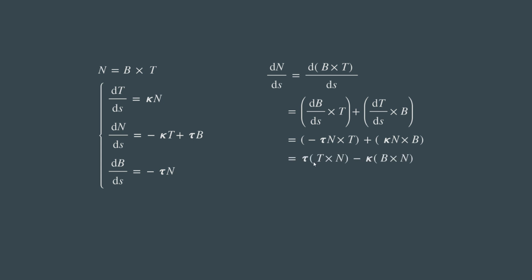Now we'll do another substitution. Because N, B, and T are all orthogonal to each other, the cross product of any two will give you whatever isn't there. So the cross product of T and N equals B, and the cross product of B and N is T. And so we see that here. Now we pretty much have the same equation, just flipped around. So we flip those around and have negative curvature times the tangent vector plus the torsion times the binormal vector.